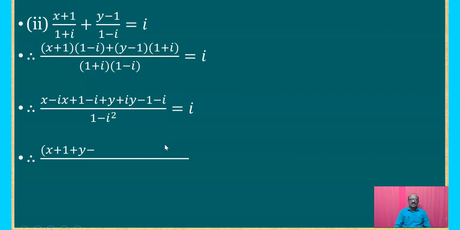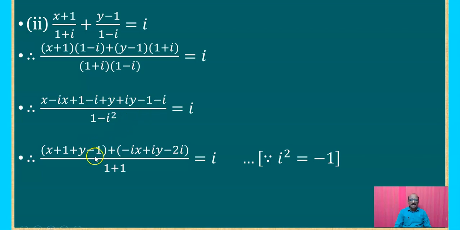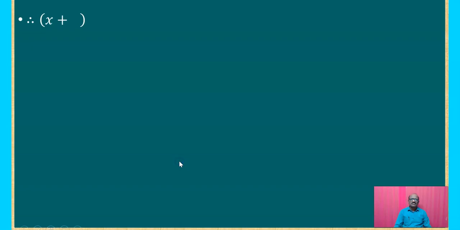Okay. Now collect the terms of the real part and the imaginary part. x plus 1 plus y minus 1, this is the real part. What about the imaginary part? minus ix minus i plus yi minus 2i, that is equal to i. i square is minus 1, and minus and minus 1 will become plus 1, that is 2. And here is (x plus y) plus (y minus x minus 2) bracket complete into i is equal to 2i.